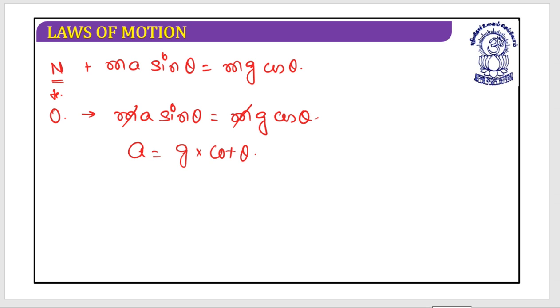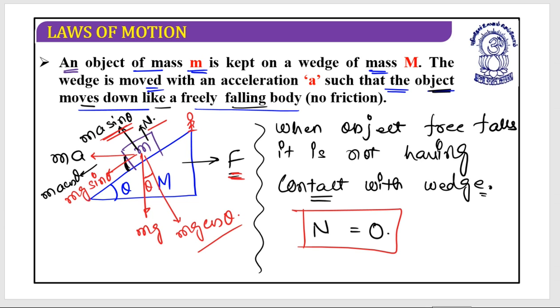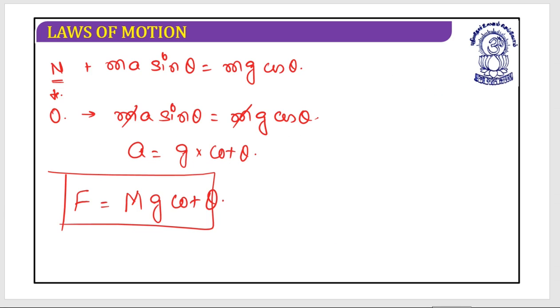It's g cot theta. So if you can apply a force on wedge M with acceleration of g cot theta, that means if a total force F, that is Mg cot theta, can be applied on this wedge M, then block m will be having free fall. This block m is having free fall. I hope this is clear.